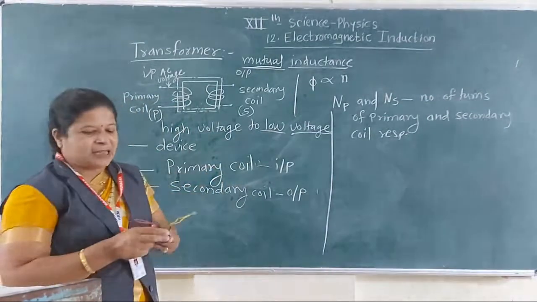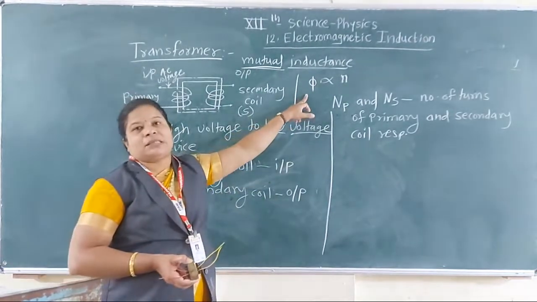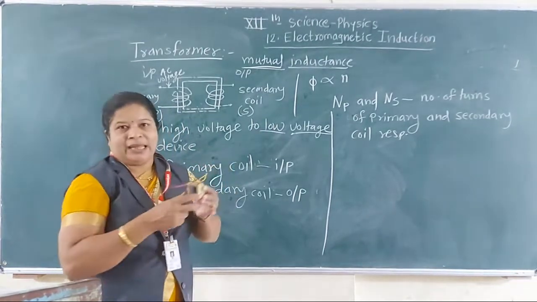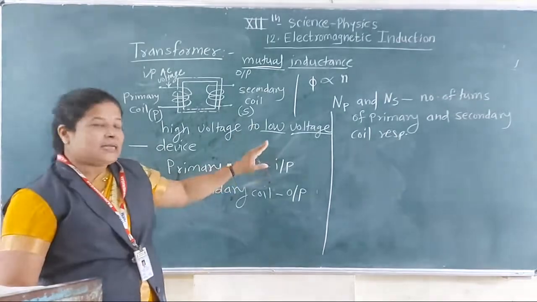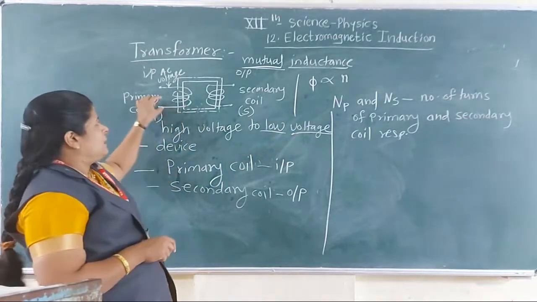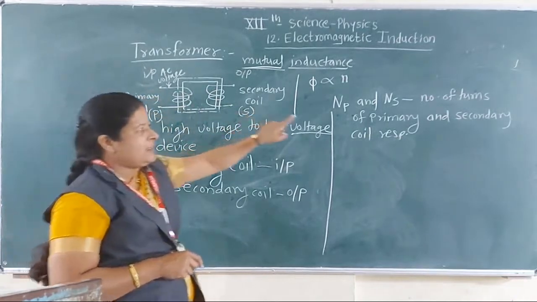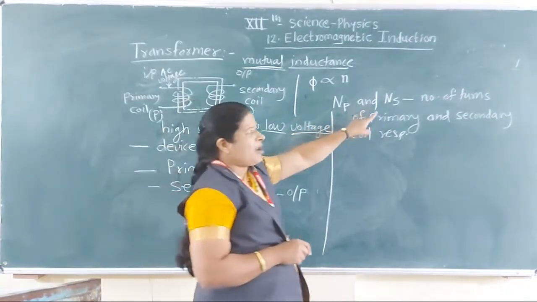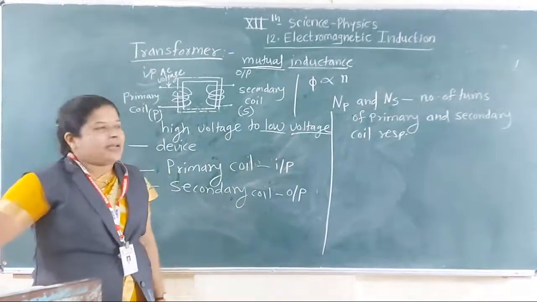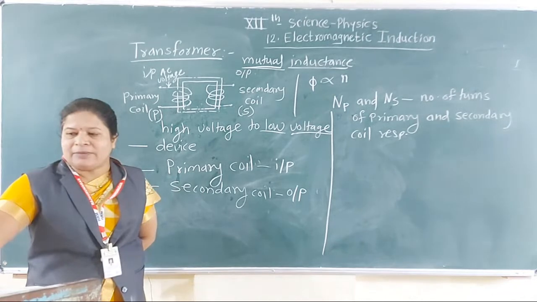As this is the transformer, if we increase the number of turns of the coil, the magnetic flux linked with this core increases. So magnetic flux depends on the number of turns of the coil. Here we use two coils, primary and secondary. So the number of turns of the primary coil is denoted by NP, and the number of turns of the secondary coil is denoted by NS. So NP and NS are the number of turns of the primary and secondary coil respectively.